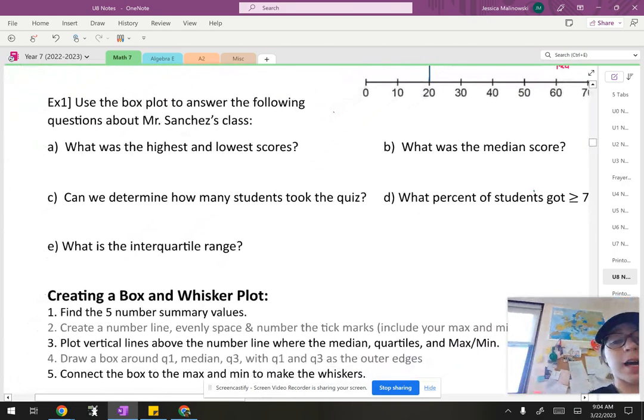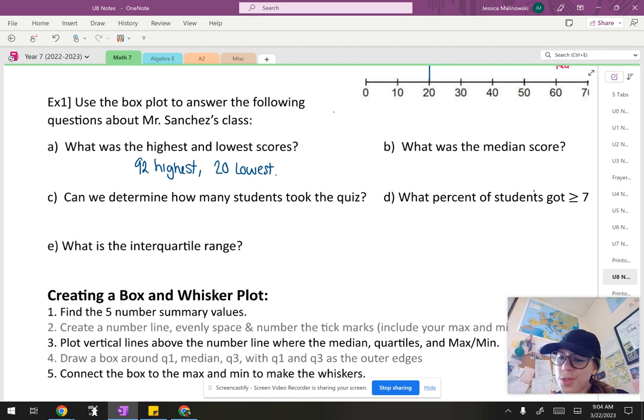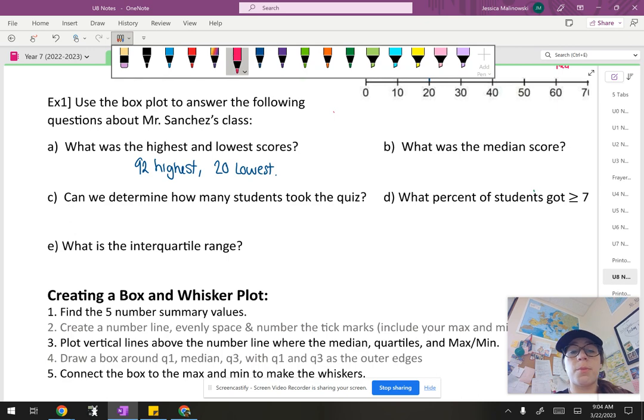So writing that down, the highest score, 92, was the highest, and 20 was the lowest. Notice how I labeled those answers, which one was the highest and which one was the lowest, instead of just assuming.